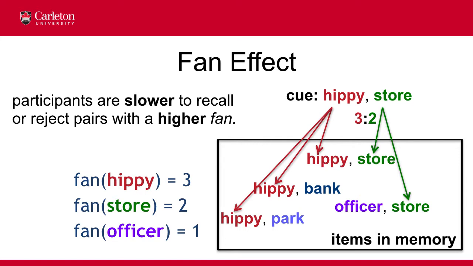In the fan effect task, participants study a list of pairs and then are tested on a set of pairs and must discriminate between the targets, that is, the pairs that were in the studied list, and the foils, the pairs that were not in the studied list. At test, participants are slower to recall or reject pairs with what is called a higher fan. A fan is how many times an item occurs in the studied list. For example, Hippie's store has a fan of 3 and 2.